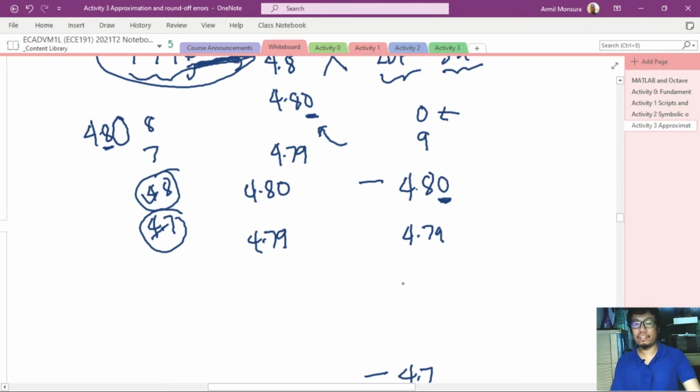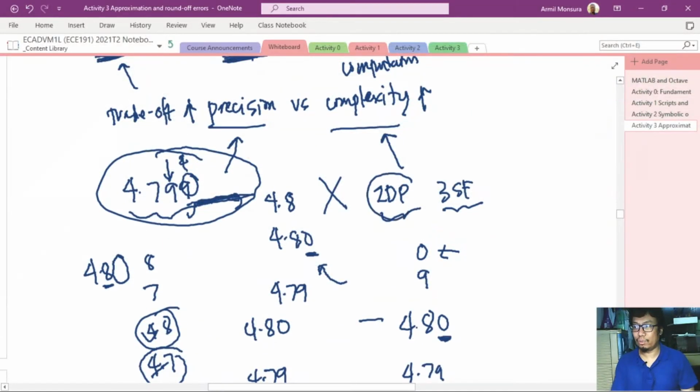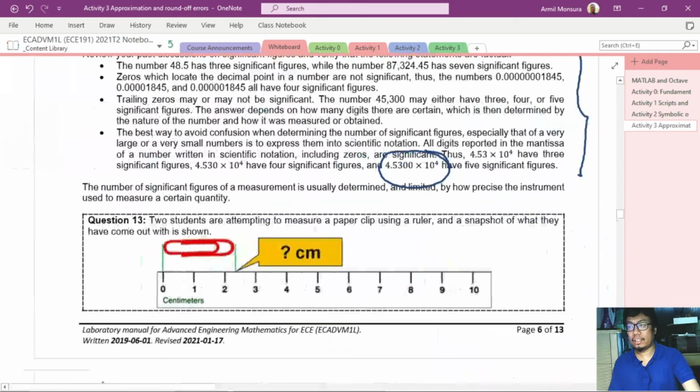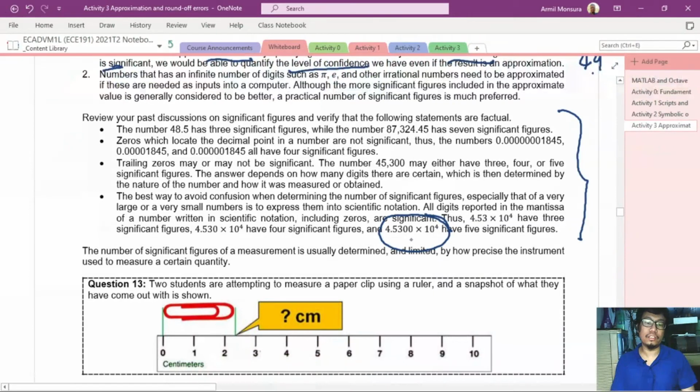And that also complies with the rule of your approximation, that you have to express that in terms of 2 decimal places, or 3 significant figures. And writing the number in scientific notation also eases identifying how many significant figures the number has, especially if the number is very large or very small.